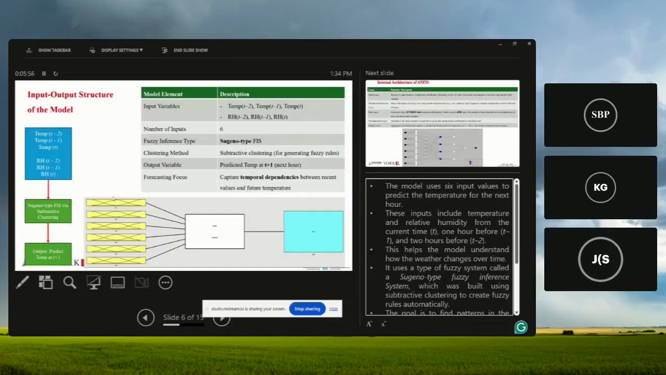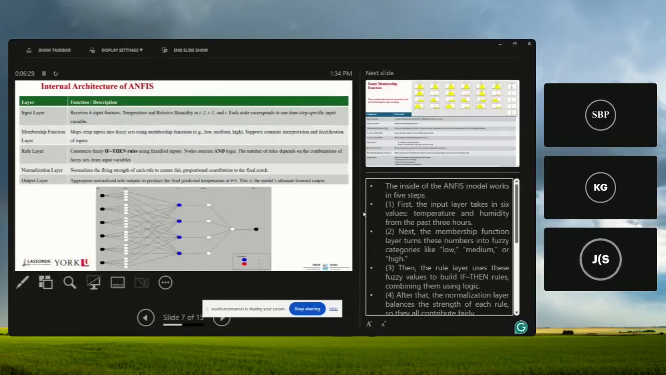So you can see here we have 6 inputs. They are T minus 2, T minus 1, and T for temperature, and likewise for relative humidity. With 6 inputs and nonlinear behavior, it is much better to use the Genfis FIS, with subtractive clustering for generating the rules, to predict temperature at T plus 1, the next hour. It captures temporal dependencies between recent values and future temperature.